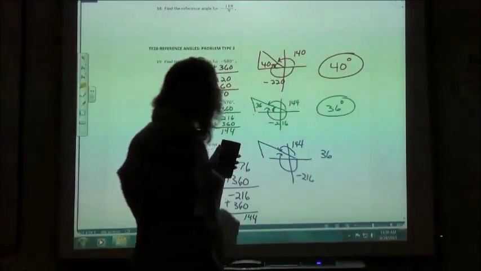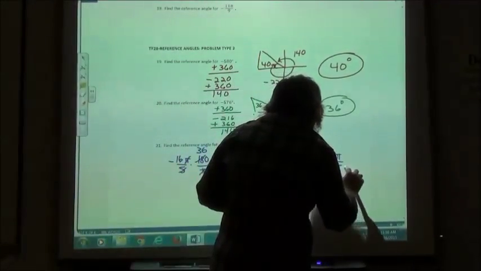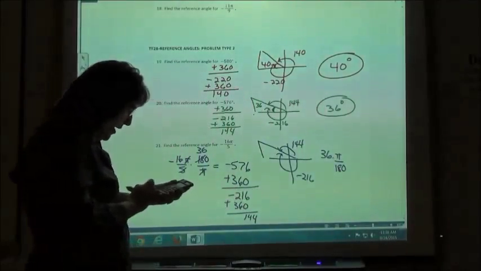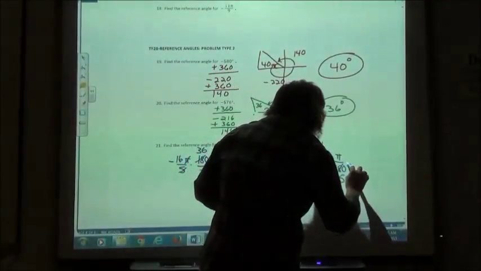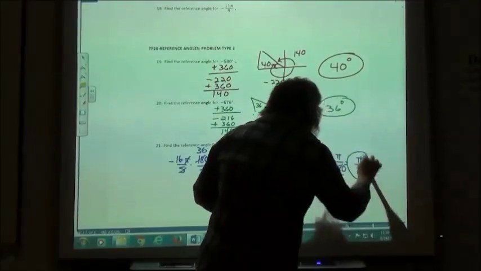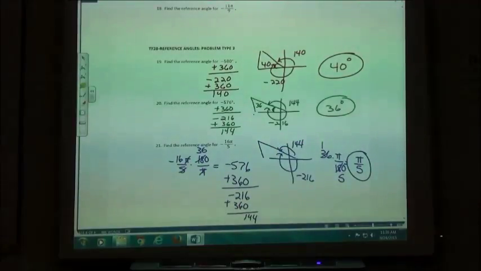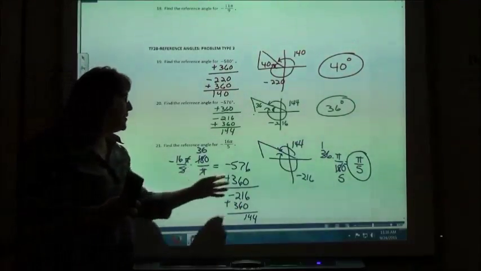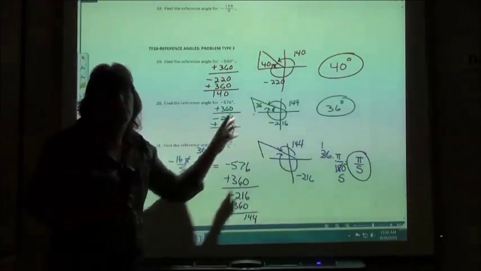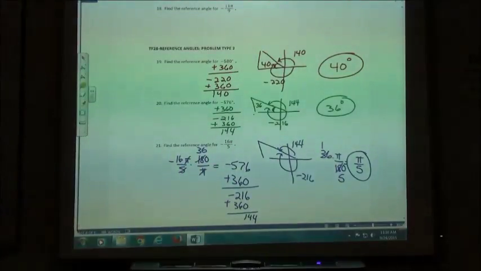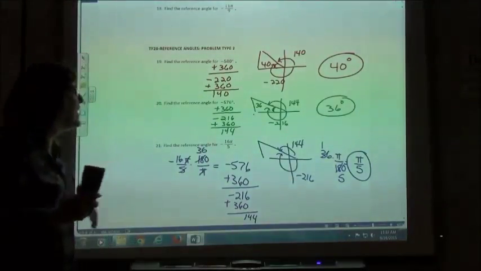But we have to convert our 36 degrees into radian measure, so times pi over 180. If I take 180 divided by 36, it goes in there evenly 5 times, so pi over 5 is what my reference angle is going to be for negative 16 pi over 5. Again, on Alex, they will have the explanation for using pi for the 180 degrees and adding and subtracting, but in my mind, I just can't seem to keep straight where negative 16 pi over 5 is, so I have to change it to degrees first because I know where it is in degrees.